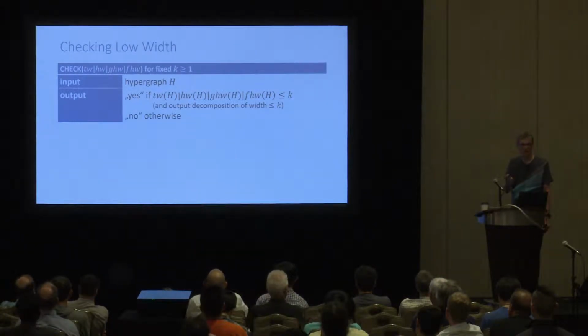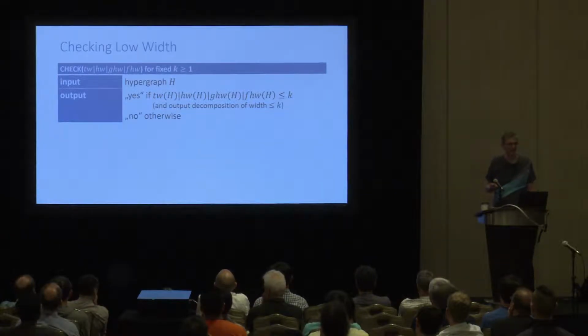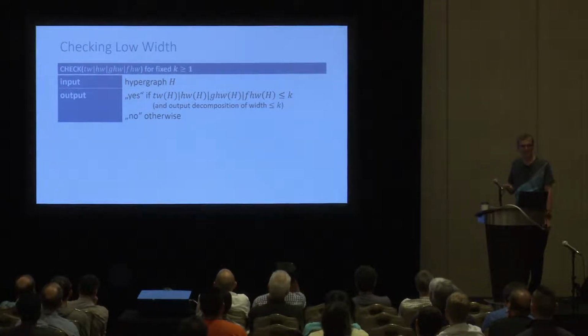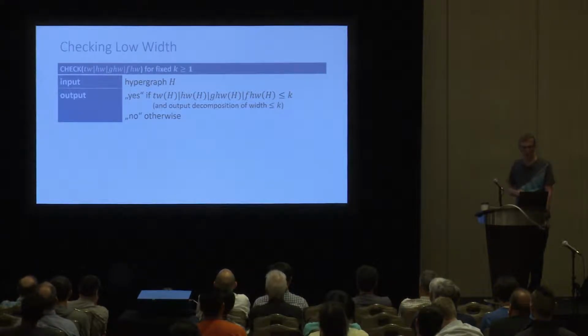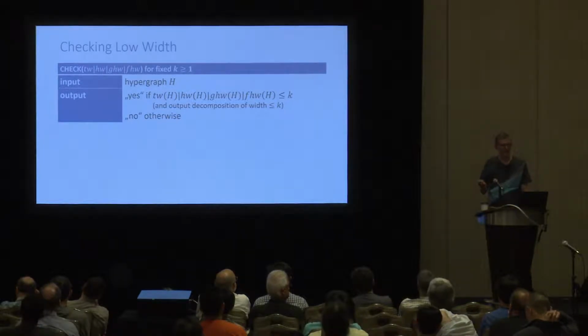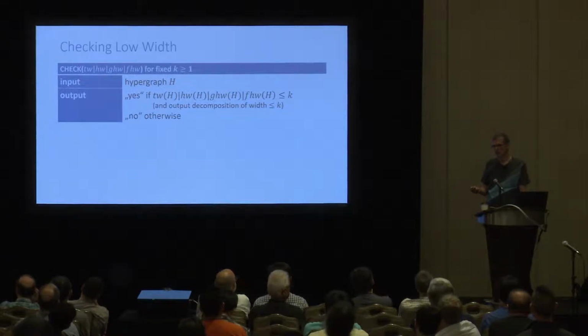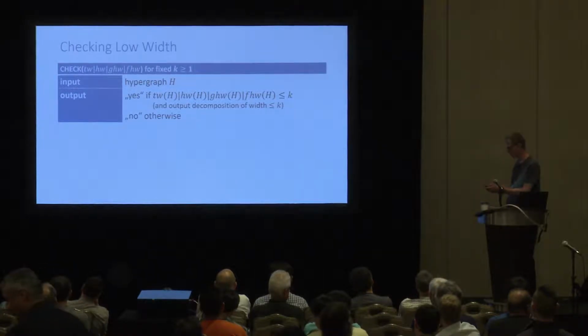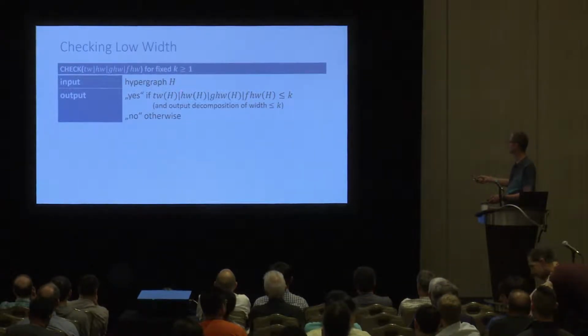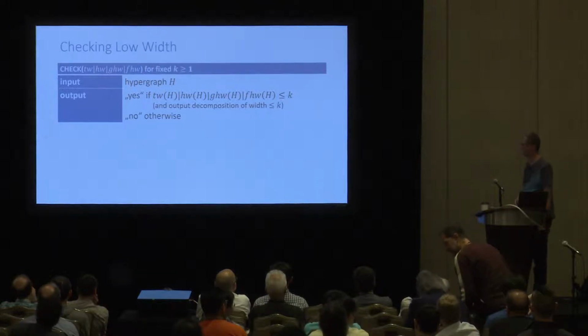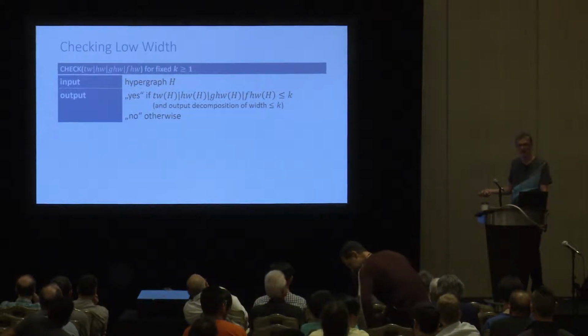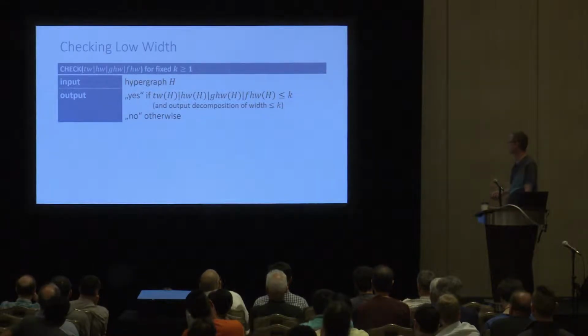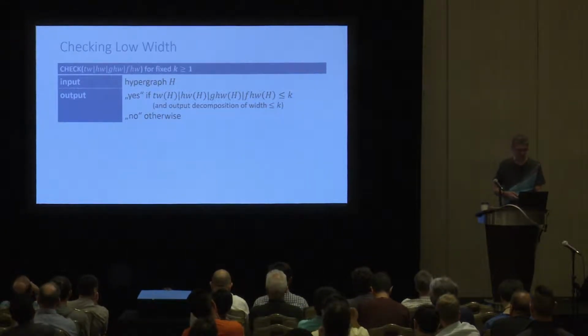Now this immediately gives rise to another interesting computational problem, namely the check problem for the various notions of width. Here, for a constant value of k, we are given a hypergraph H, and we have to decide if this particular hypergraph has tree width, hypertree width, generalized hypertree width, or fractional hypertree width less than or equal to k. And in case of a positive answer, of course, we also want to compute a concrete decomposition.